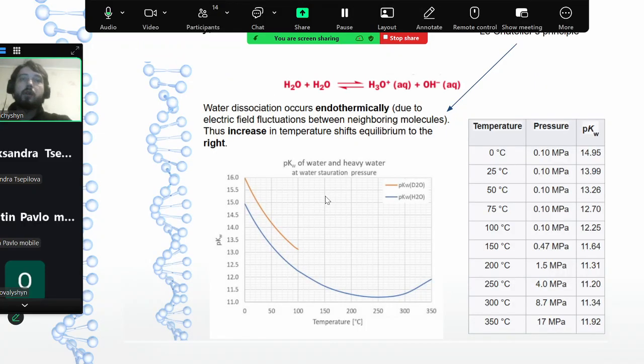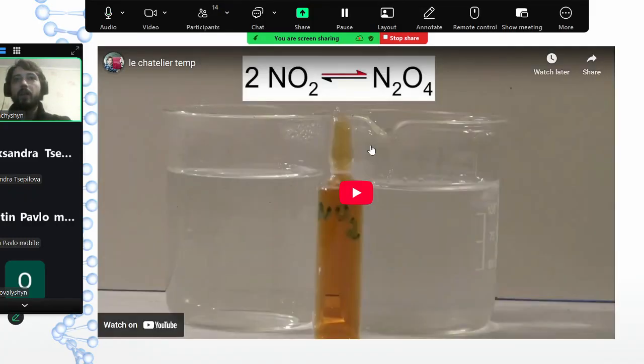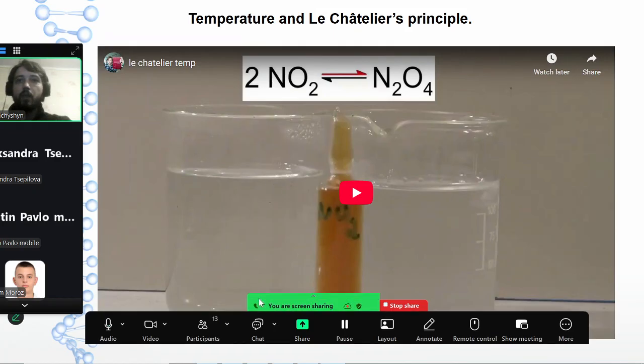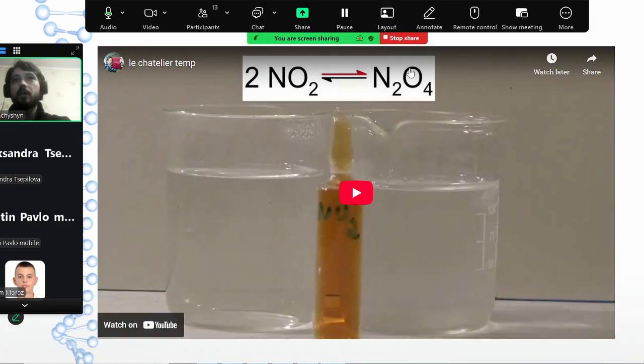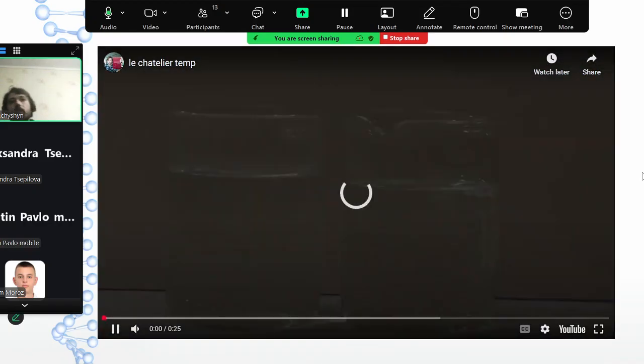Here is an example from our lecture 3. We had this equation, the auto ionization of water, and here you see that the equilibrium shifts depending on the temperature. Some more effects are involved, but anyway. Here is one more example. I really like this one. Here we have a chemical equilibrium. These are NO2 and N2O4, and we have two beakers with water, hot water and cold water. Let's look at what happens when we put that into either of those.